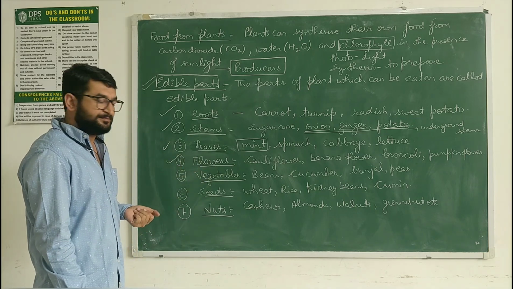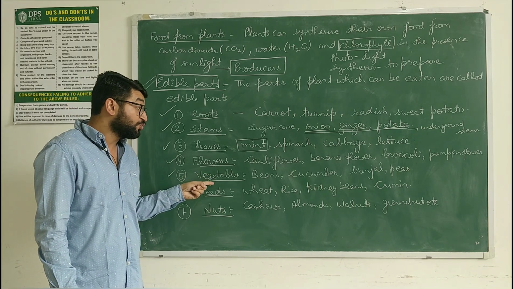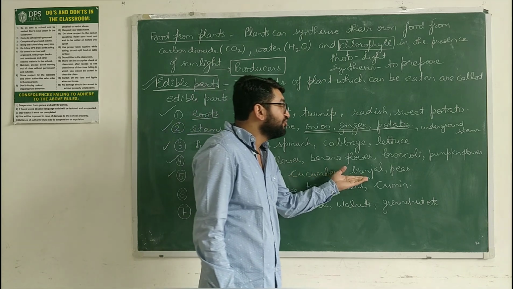We can cook them. Next, vegetables. The plant part which produces vegetables: beans, cucumber, kheera, brinjal and peas.